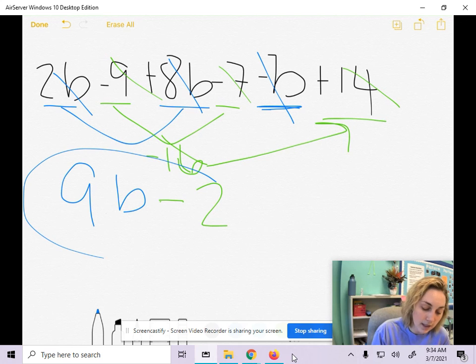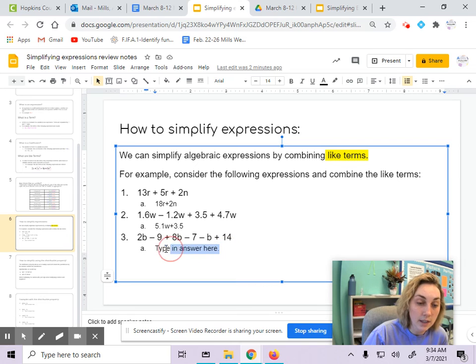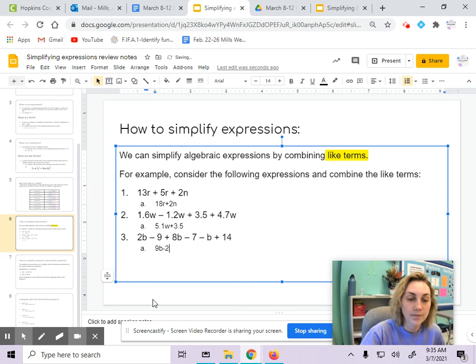And what I'm left over with is 9b subtracted by 2. That is the most simplified expression of the above expression. So again, what I can do is I can go down here and I'm going to write 9b, and we subtracted that by 2. And that's all you have to do there.